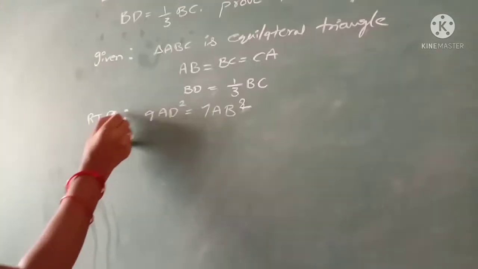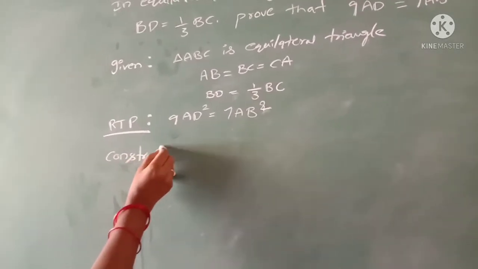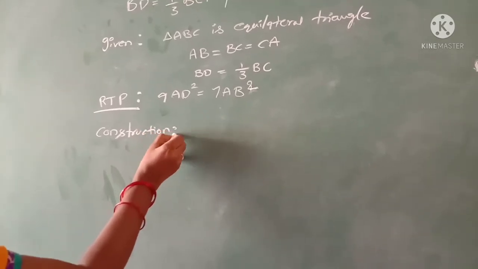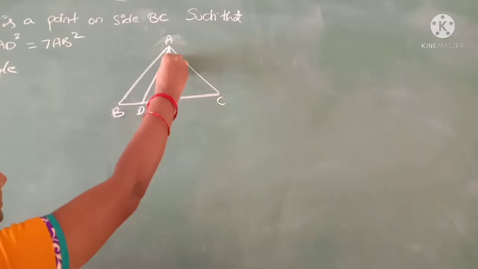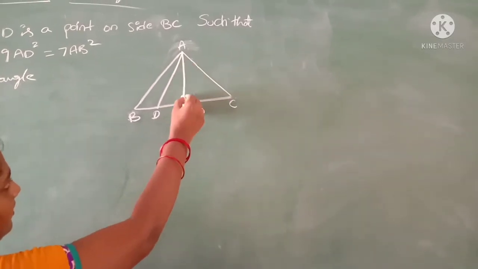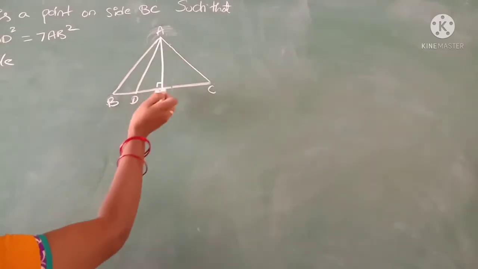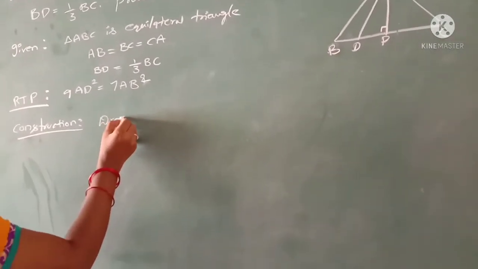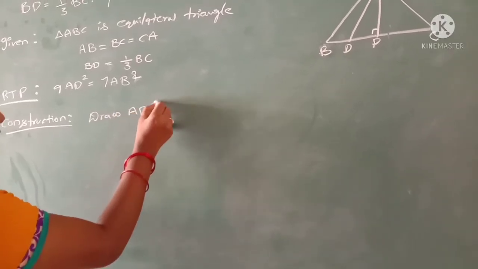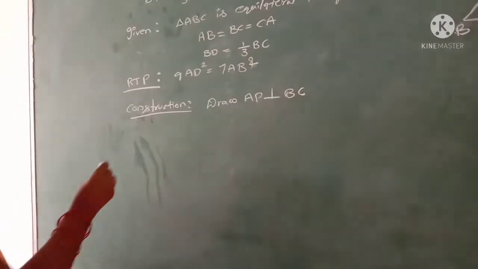Next, construction. AB is the perpendicular on BC. So draw AP perpendicular to BC. Next, go to proof.